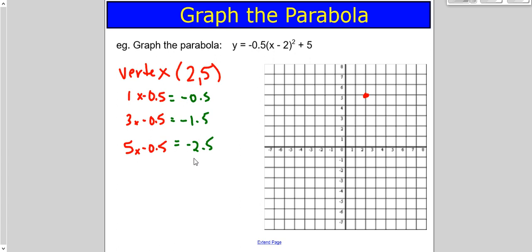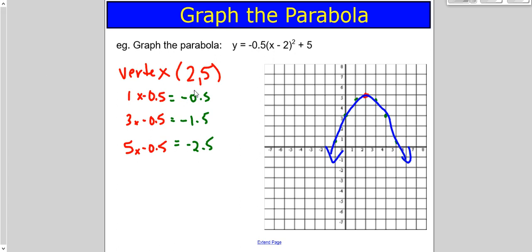So the negative tells me that I open down. And so I'm going to go 1 to the right. And then instead of going 1 down, I'm going to just go halfway. And then 1 to the right and 1.5 down, which is here. And then 1 to the right and then 2.5 down, which is there. And then I'll do the same thing over on the left-hand side. I'm going to go 1 to the left, halfway down, 1 to the left, 1.5 down, 1 to the left, and then 2.5 down. And I get, as you can see, this lovely symmetric parabola that I can draw my curve through. There we go.